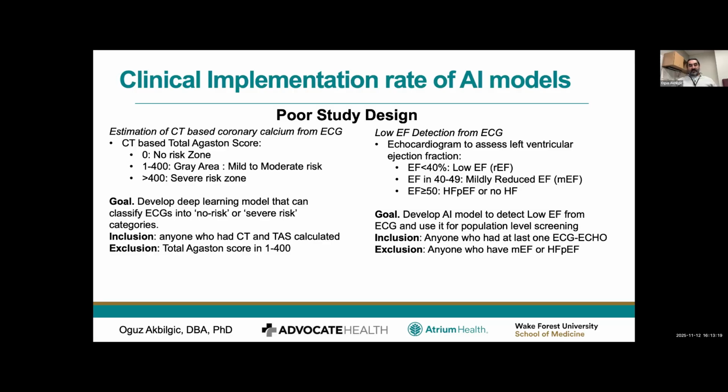And then this study is done in a hospital setting. Exclusion criteria is who have a mildly reduced EF or HFpEF. So the cases are people with low EF, controls are people with no heart failure at all. So again, this study is not implementable. This is also, again, from the literature. This is also not implemented in the real world for multiple reasons, actually.